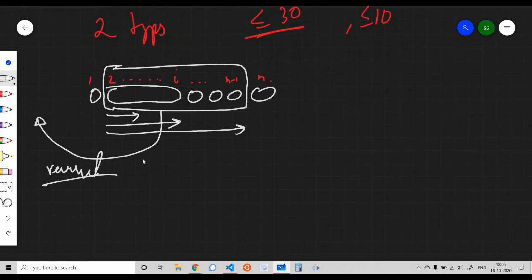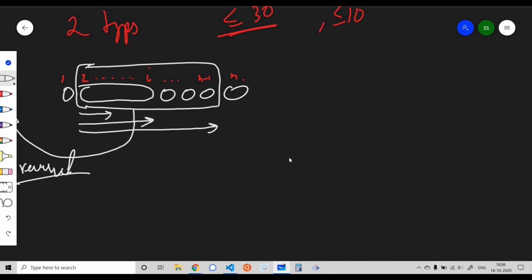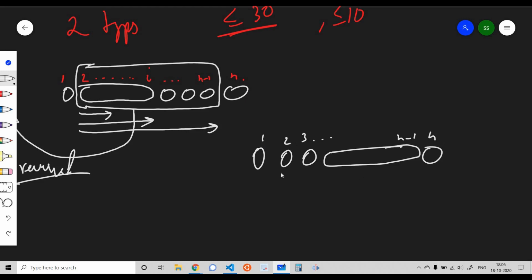This is the first operation, and the second operation is similar to the first one. It is just the other way around. Suppose these are the indexes, this is n-1 and this is n.